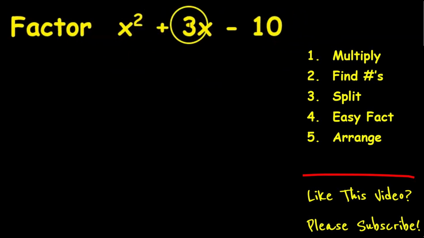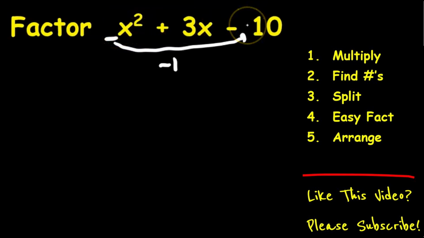So you may have something like this, x squared plus 3x minus 10. These could be any two numbers here. And step one, we want to find the magic number. The magic number is we take the number here and multiply it by the number there. Now there's no number here, which means it's 1. 1 times negative 10 is negative 10.